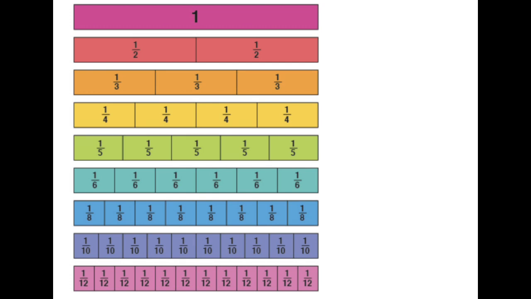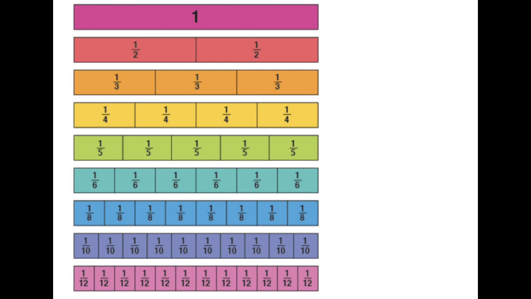If you notice, each one of these different colored rectangles is the same size, right? But each one is broken into a different number of pieces, and the number of pieces is the same as the denominator. Okay, so the fourths, there are 4. The fifths, there are 5. The eighths have 8, etc.